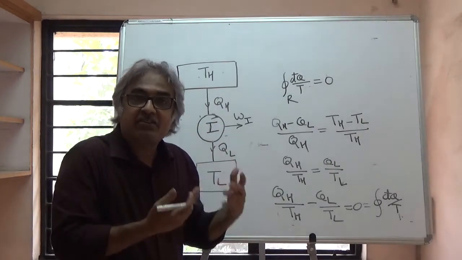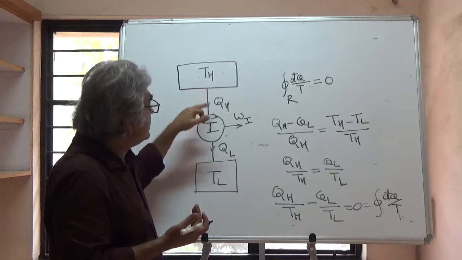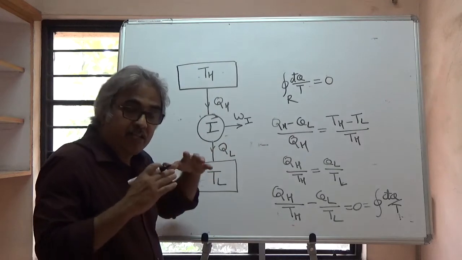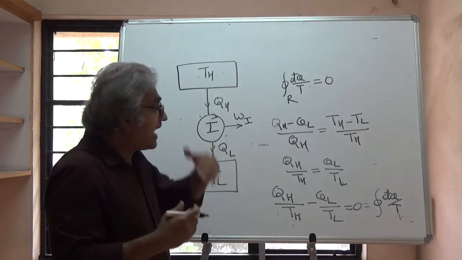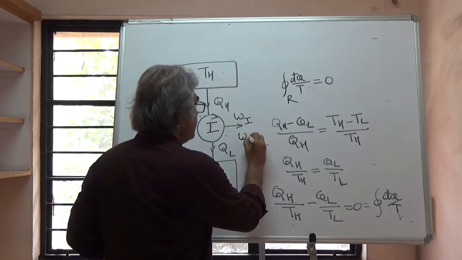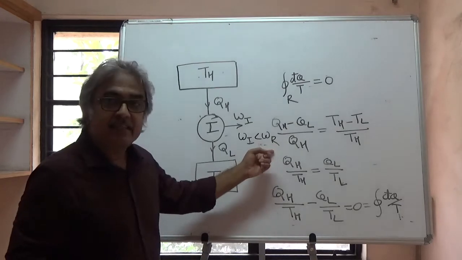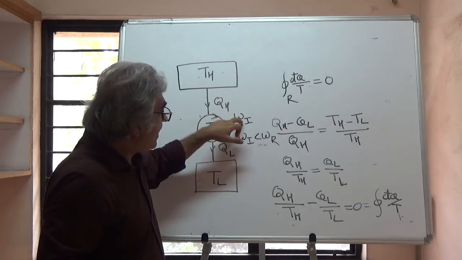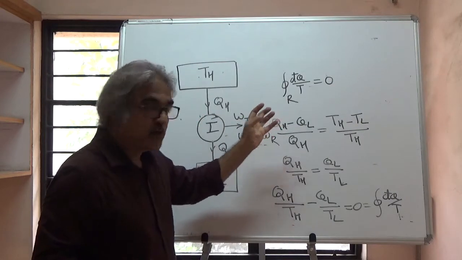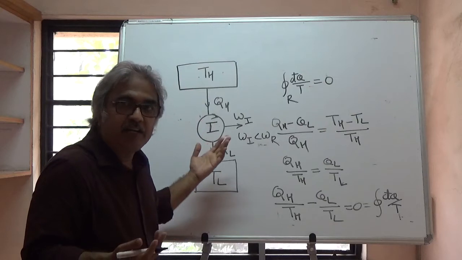Its efficiency has to be less than the reversible engine, and both the engines are supplied with QH. This engine will produce less work than the previous. So WI is less than WR. If WI is less than WR, that means less work is output, more heat has to be rejected. Obvious, right? More heat will be rejected.